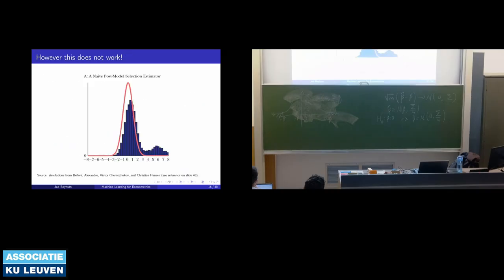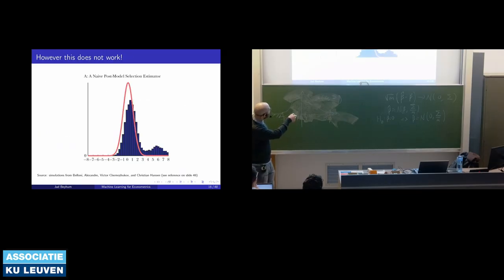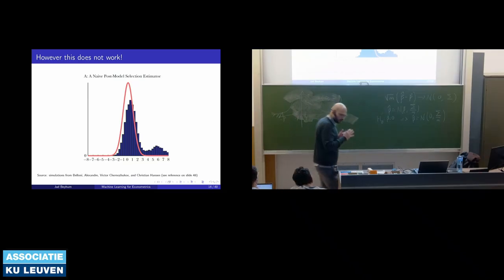But it turns out, so these are simulations. It turns out, coming from this paper, the reference is on slide 48, that this estimator, which we call post-lasso, so we first do lasso, then we do OLS, is not asymptotically normal. In red here, you have the distribution you would expect the estimator to have if it was asymptotically normal. And in blue, this is the distribution it has in simulations. So you see that this estimator is not asymptotically normal. I will try to explain to you why. But that's what's happening here.